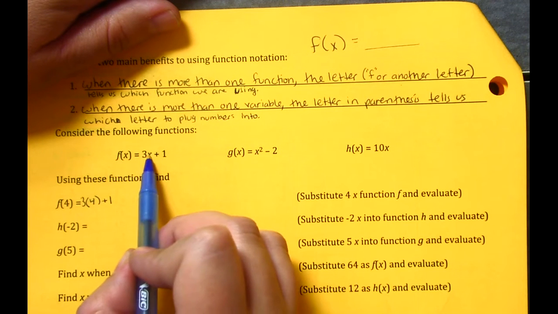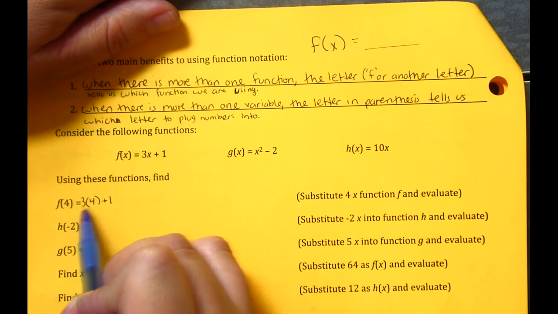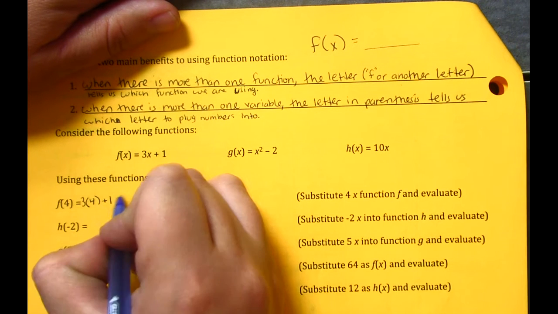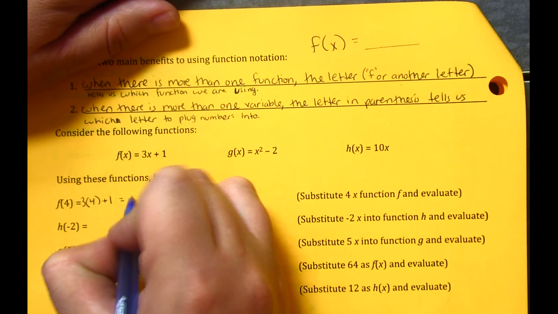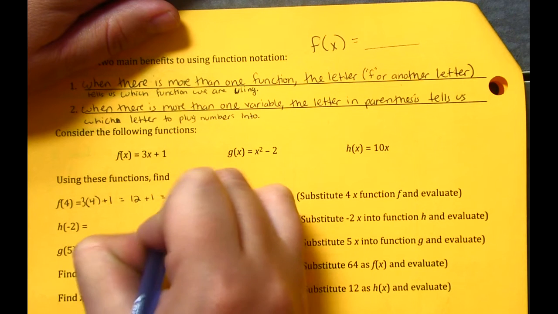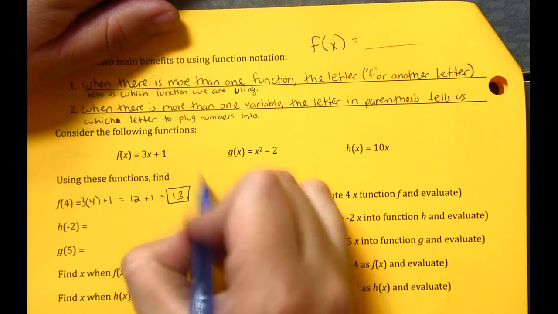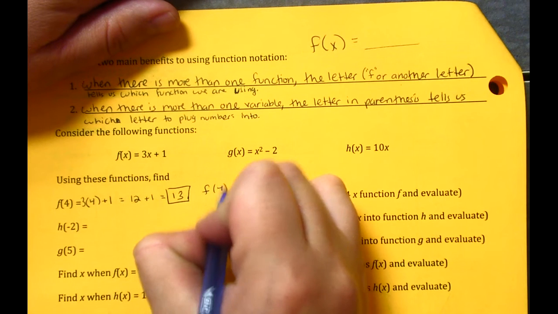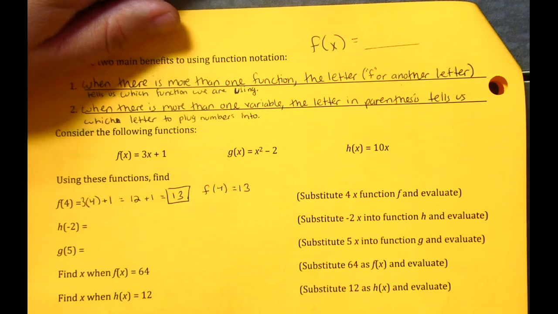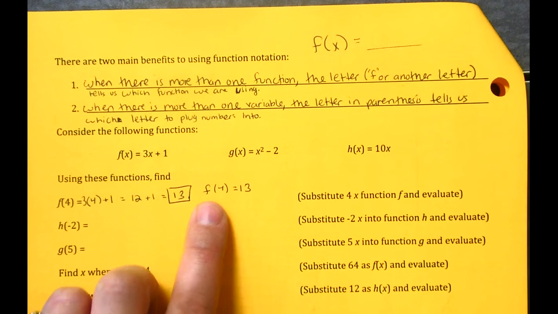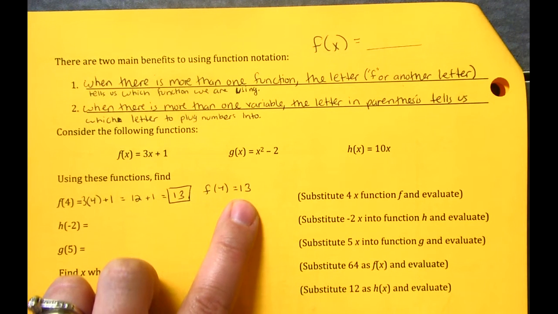Instead of 3 times x, it's 3 times 4. And then you add the 1. So 3 times 4 is 12. Add the 1, which is 13. So we can say that f of 4 equals 13. When we plug 4 into function f, it ends up equaling 13.